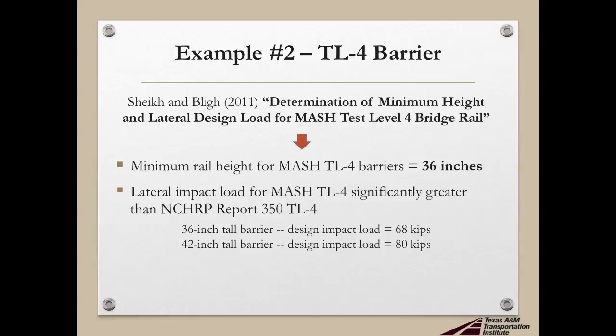Well, you can see here that the research indicated that 36 inches should be the new minimum barrier height for TL4 impact conditions, and that design impact load that was previously 54,000 pounds under Report 350 has increased to 68,000 pounds for a 36-inch barrier, and in fact can go up from there for taller barriers due to the way that the truck interacts with the barrier system.